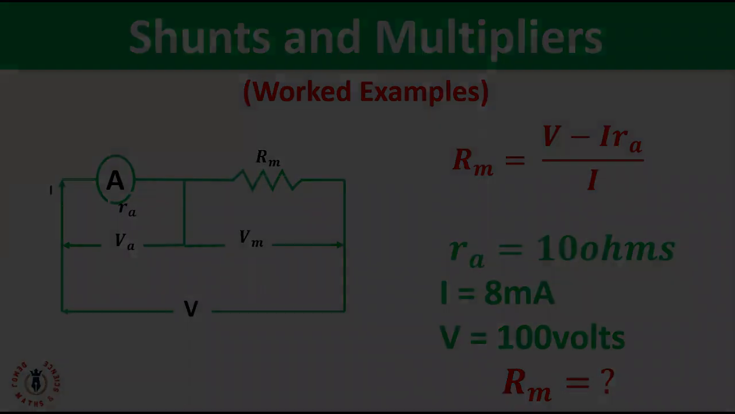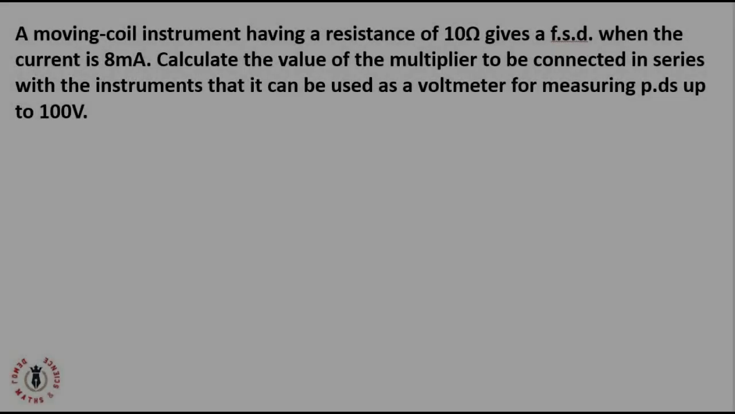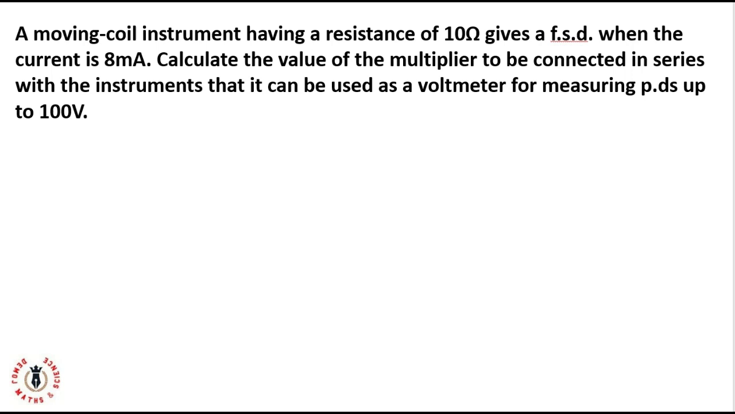That said, let's get into class. Today, I want us to take a worked example to help us understand the concept of multipliers. In this example, it says a moving coil instrument having a resistance of 10 ohms gives full-scale deflection when a current of 8 milliamperes flows through it.